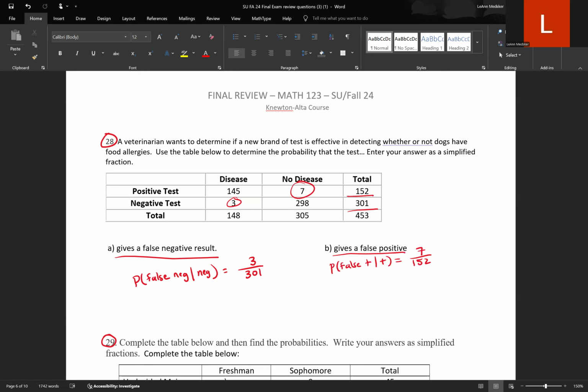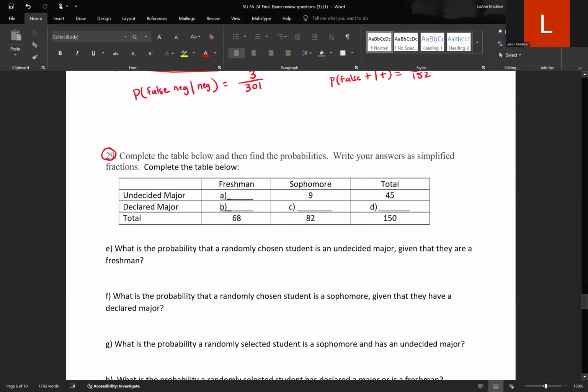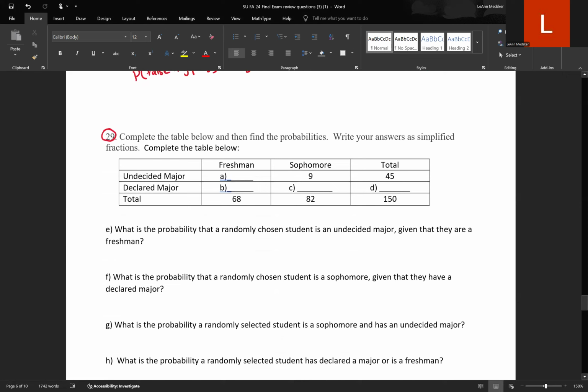Now, for both of those, that is just reducing the fractions, which are already both reduced, if you double check that. Okay, so for this next one, we have to fill in the missing pieces of the chart. So you can start anywhere you want, but essentially, this row right here has to add to 45. So that's going to be 36. So 45 minus 9 is 36. You could do 150 minus 45 to get the D part if you want.